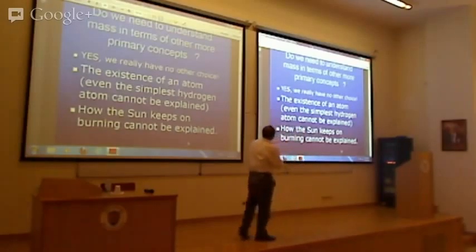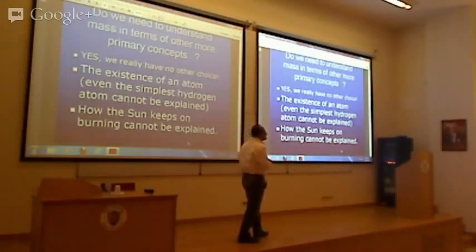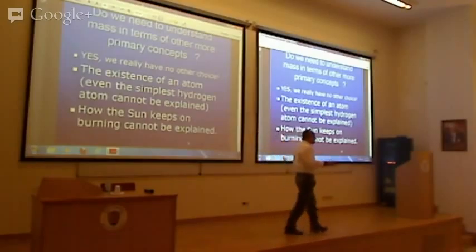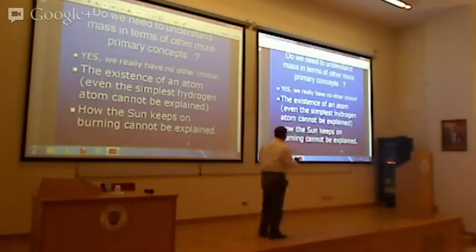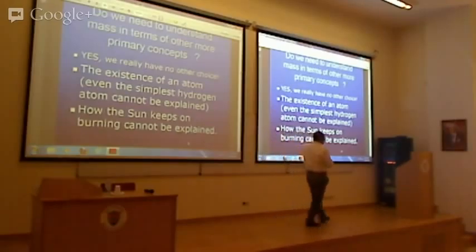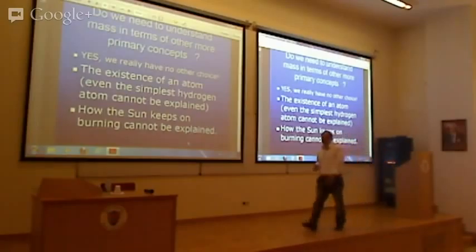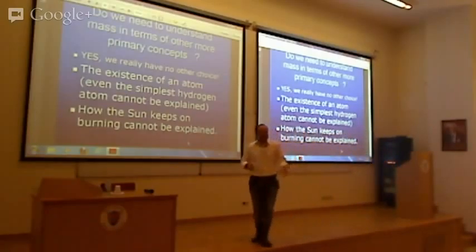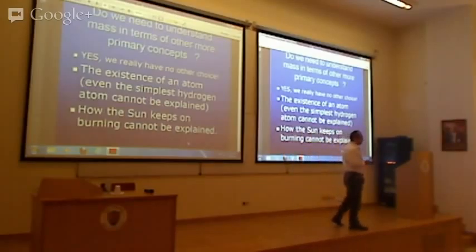Now, without understanding mass as a primary concept, we cannot understand the existence of an atom, even the simplest hydrogen atom, let alone any atom heavier than hydrogen. I will explain. And we cannot understand how the sun keeps on burning, because there is no free neutron available, and the sun is making helium out of protons. Helium has neutrons, so where does this neutron come from? Without understanding this, you cannot really understand how the sun shines.